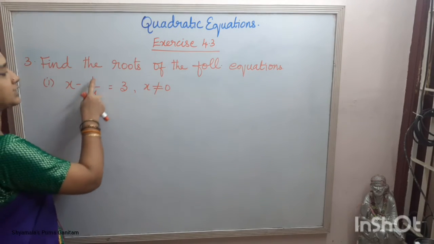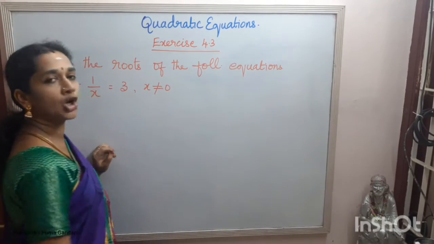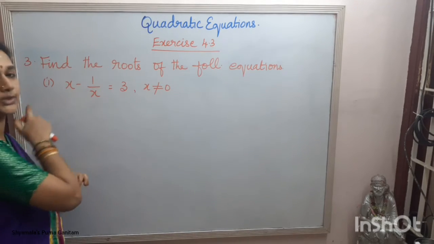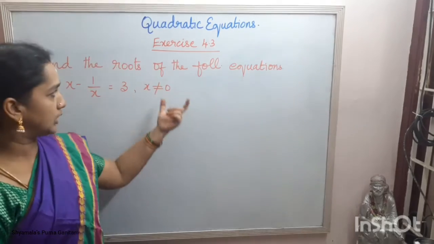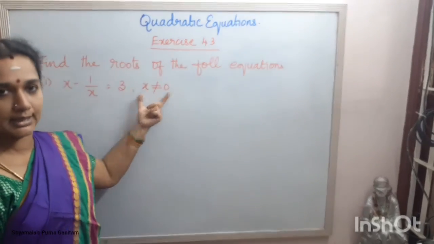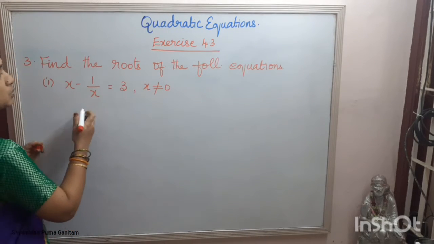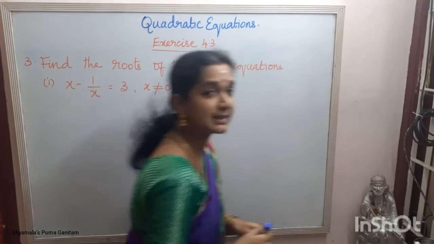Okay. So here x minus 1 by x is equal to 3, where x not equal to 0. If x value is equal to 0, what will happen? You won't be getting a quadratic equation at all. So x value should not be 0. That is the condition given. So in the question it is given x minus 1 by x is equal to 3. So this has to be simplified.